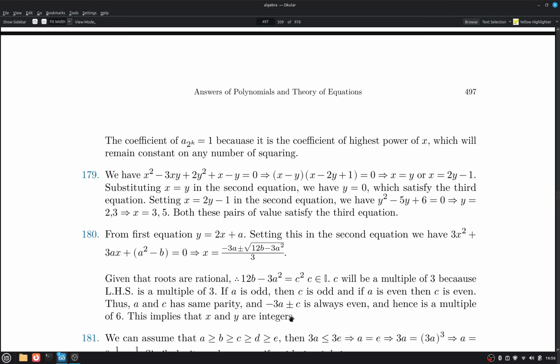So with this, we come to the end of the 18th set on polynomials and identities. It will be a long while before we complete this. There are lots of problems.